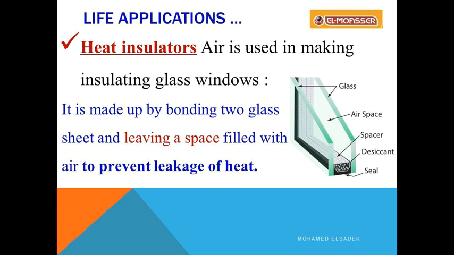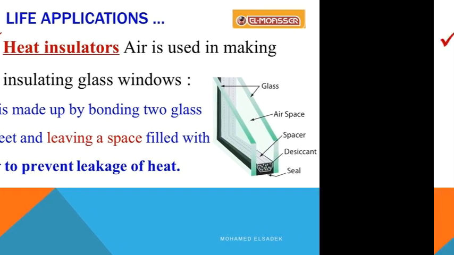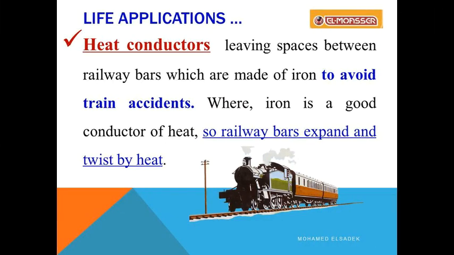Give reason. ايه السبب ان انا بستخدم الاير في صناعه هذا النوع من الشبابيك؟ To prevent the leakage of heat. علشان امنع التسرب. To prevent the leakage of heat. ده بالنسبه للهيت انسيوليتورز. جاب لك مثال واحد اللي هو الاير، بنستخدمه في ايه؟ Insulating glass. Heat conductors، موصلات الحراره بقى.